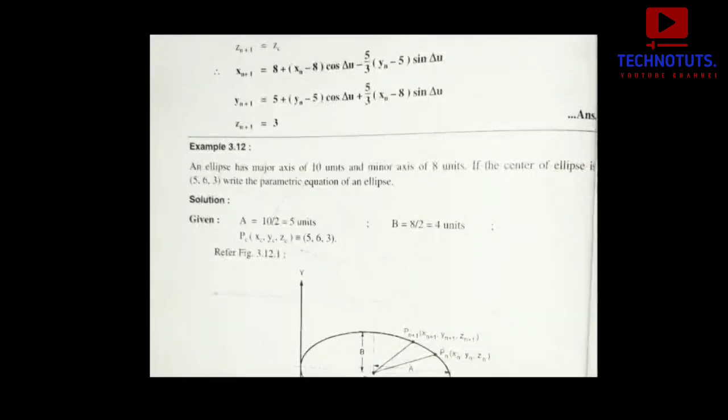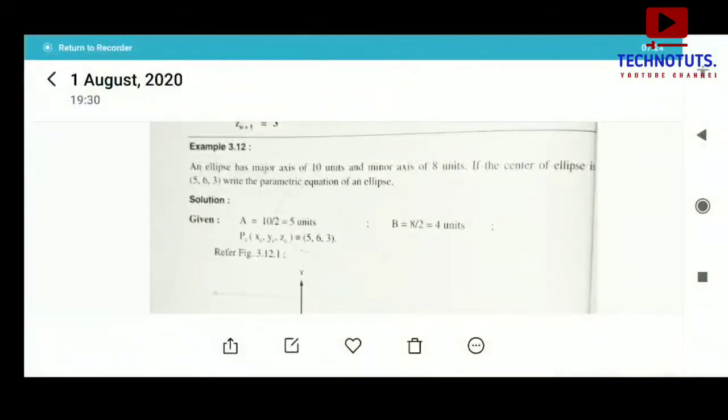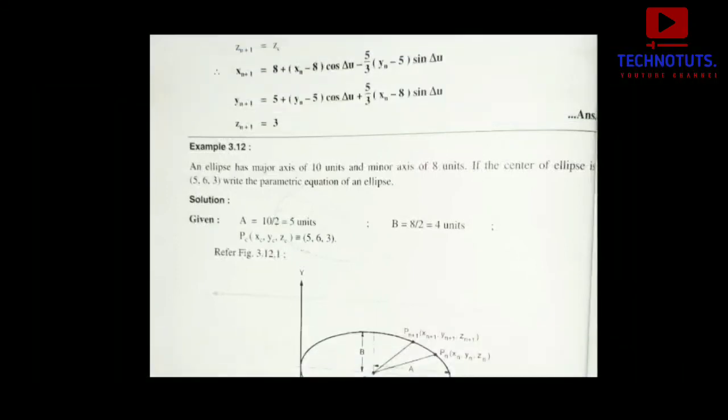See here, xn plus 1 is equal to 8 plus (xn minus 8) cos del u minus (5 by 3)(yn minus 5) sin del u. This is the parametric equation for the x coordinate. Yn plus 1 is equal to 5 plus (yn minus 5) cos del u plus (5 by 3)(xn minus 8) sin del u. This is the parametric equation for the y coordinate, and zn plus 1 is equal to 3. This is the parametric equation for the z coordinate. Understood?